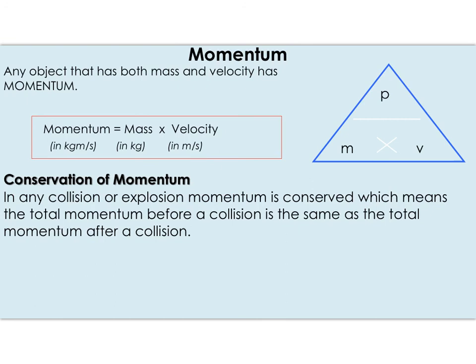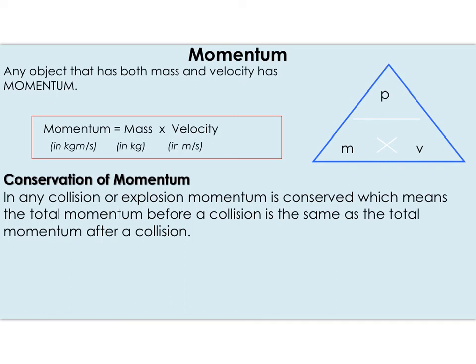Finally, we're going to look at momentum. So any object that has both mass and velocity has a momentum. And momentum can be calculated by using the equation momentum equals mass times velocity. You are expected to know this. Momentum has units which are nice and straightforward, which is kilogram metres per second. And the reason it's those is because mass is measured in kilograms and velocity is measured in metres per second. So you multiply those two things together, you get kilogram metres per second.